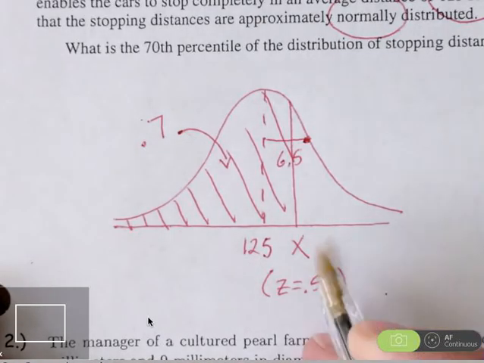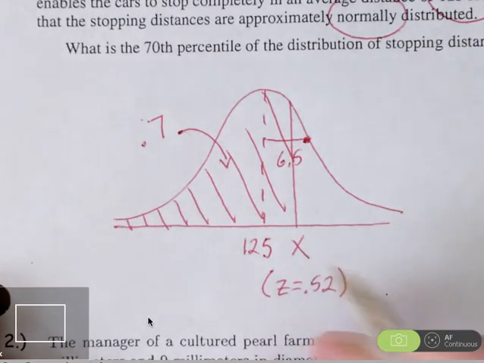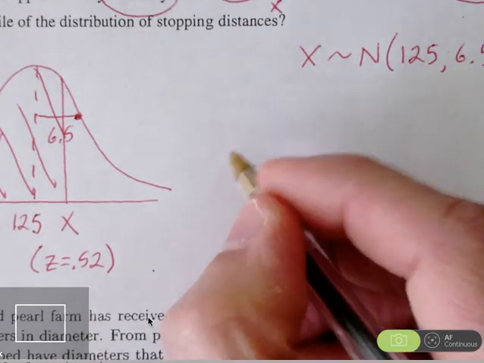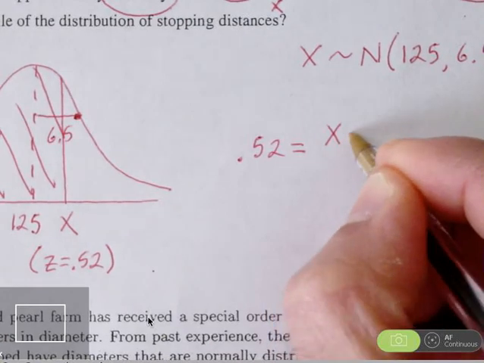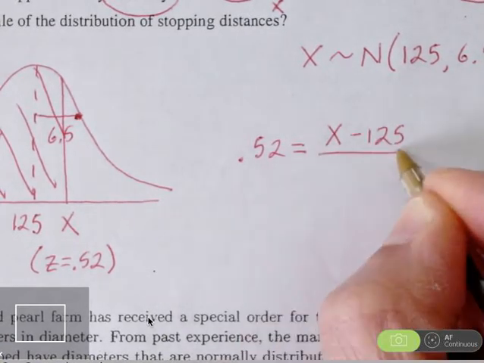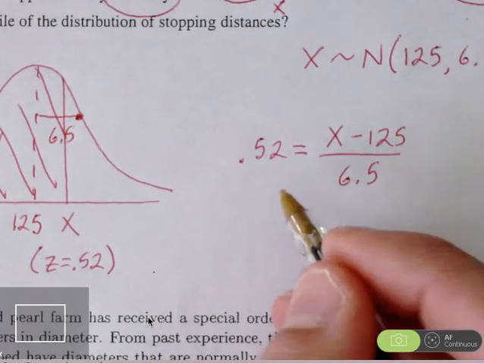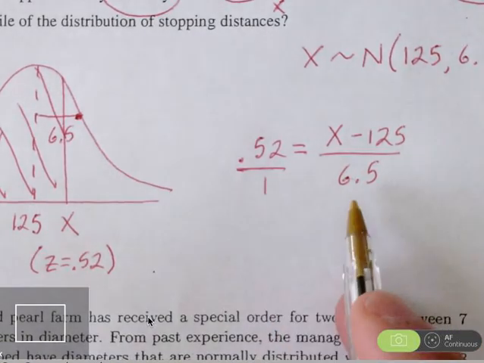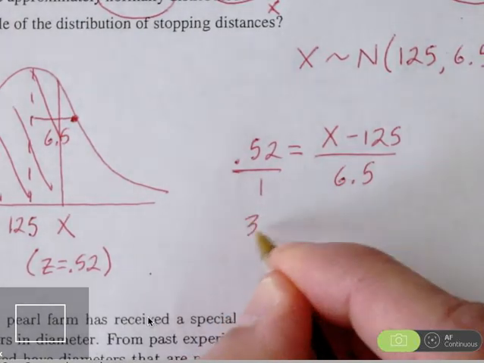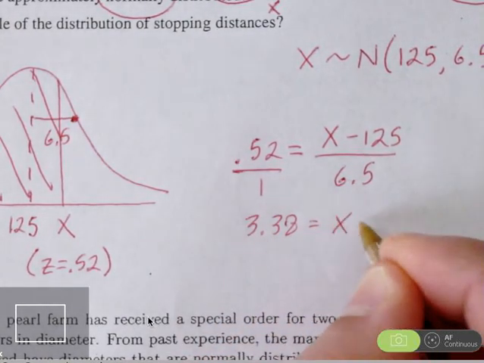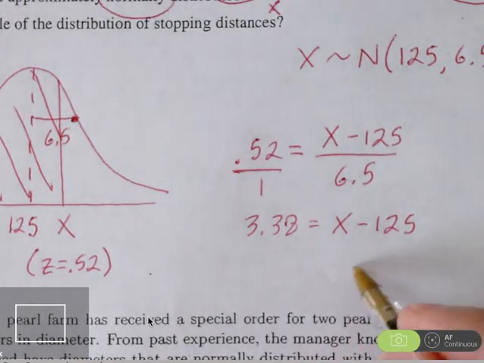So now I know that the z-score is 0.52, so using the z-score equation, I can write a little equation to solve for that particular stopping distance, which will put us exactly at the 70th percentile. So my z-score of 0.52 equals the value that I'm looking for, take away the mean that I'm given, divided by the standard deviation that I'm given. So we'll do a little cross multiplying. We'll take that 0.52 times the 6.5. That's 3.38, and that equals x minus 125. So all that's left to do is add 125 to both sides.